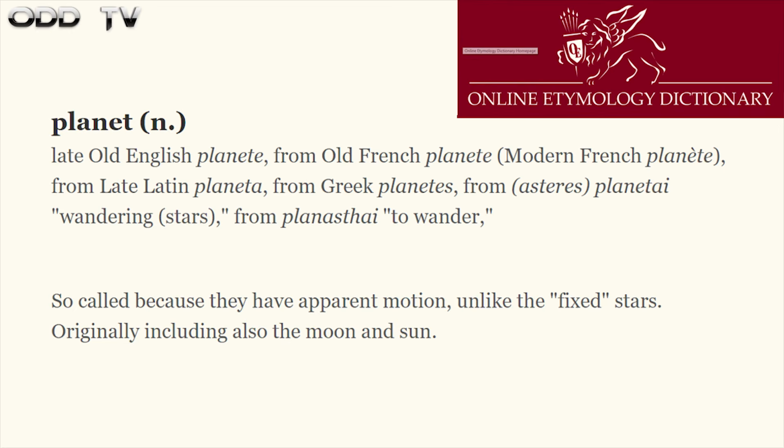Now let's keep going. From planetes, to wander, so called because they have apparent motion unlike the fixed stars. Originally included also the sun and moon. Okay, so they move in a completely different way than the regular uniform stars that all move the exact same. Originally included the sun and moon. Also, Earth was originally not included because it's not a planet, it's a plane.